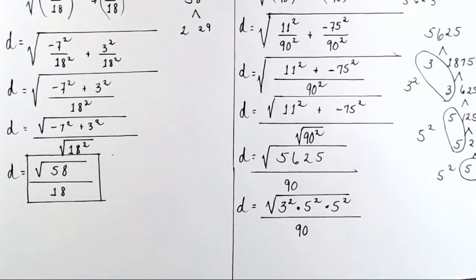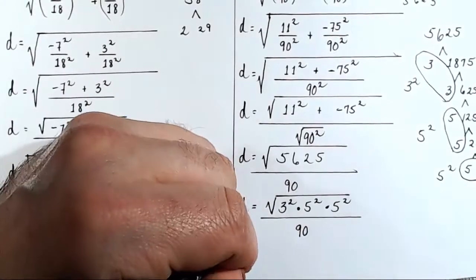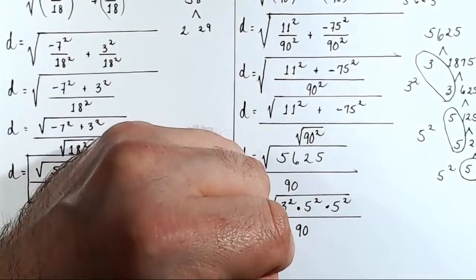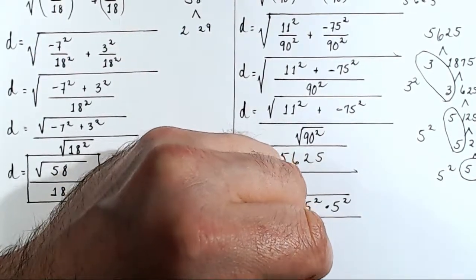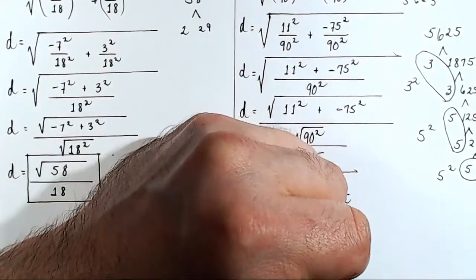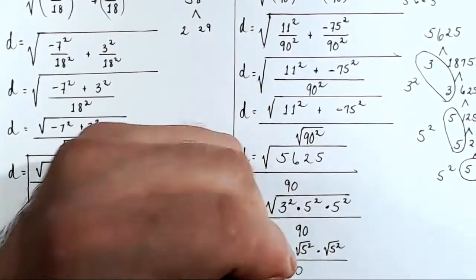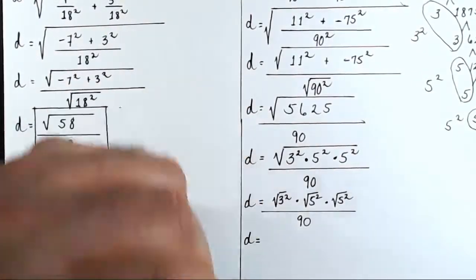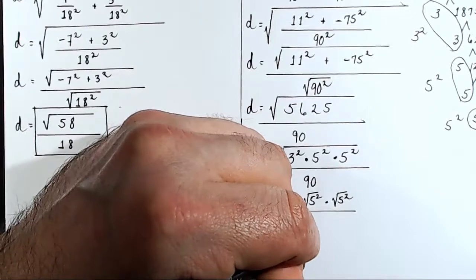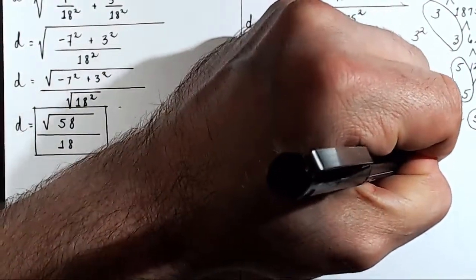Well, we can apply our knowledge now that we can break these square roots up like this. D is equal to the square root of 3 squared times the square root of 5 squared times the square root of 5 squared, all over 90. And we know that the square root of a number squared is just the number. So D equals 3 times 5 times 5 over, and I'm going to hold off on writing 90, because I'm going to break 90 down now into factors.